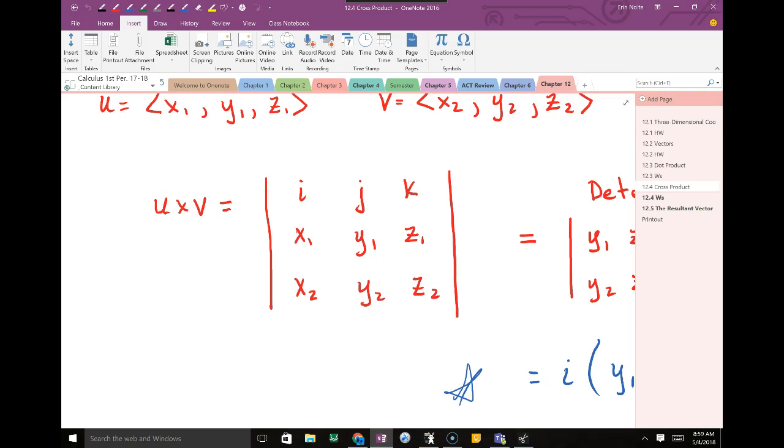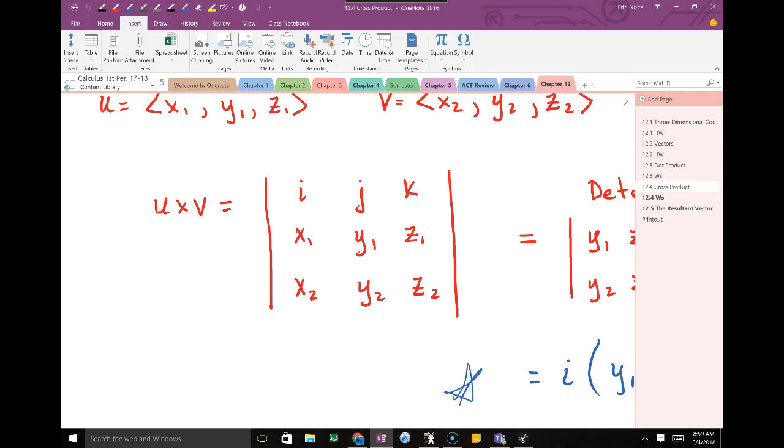Okay, and all they do is they go y1 times y2 minus y2 times z1. See what I'm doing? Cross multiplying, right? You've seen that before. And that's just the definition.